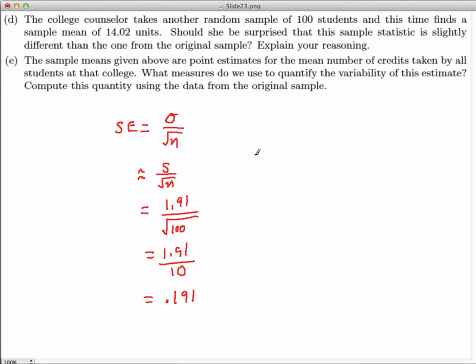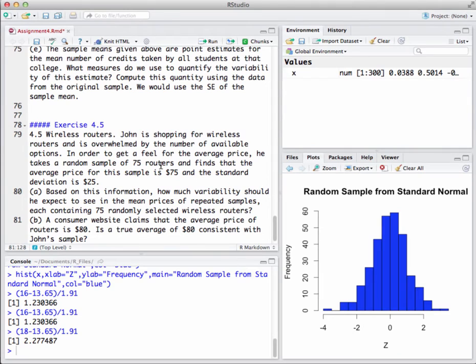We'll do that over here in RStudio. I think I just copied and pasted that one over into RStudio. So 4.5, we've got wireless routers. John is shopping the wireless routers and is overwhelmed by the number of available options.